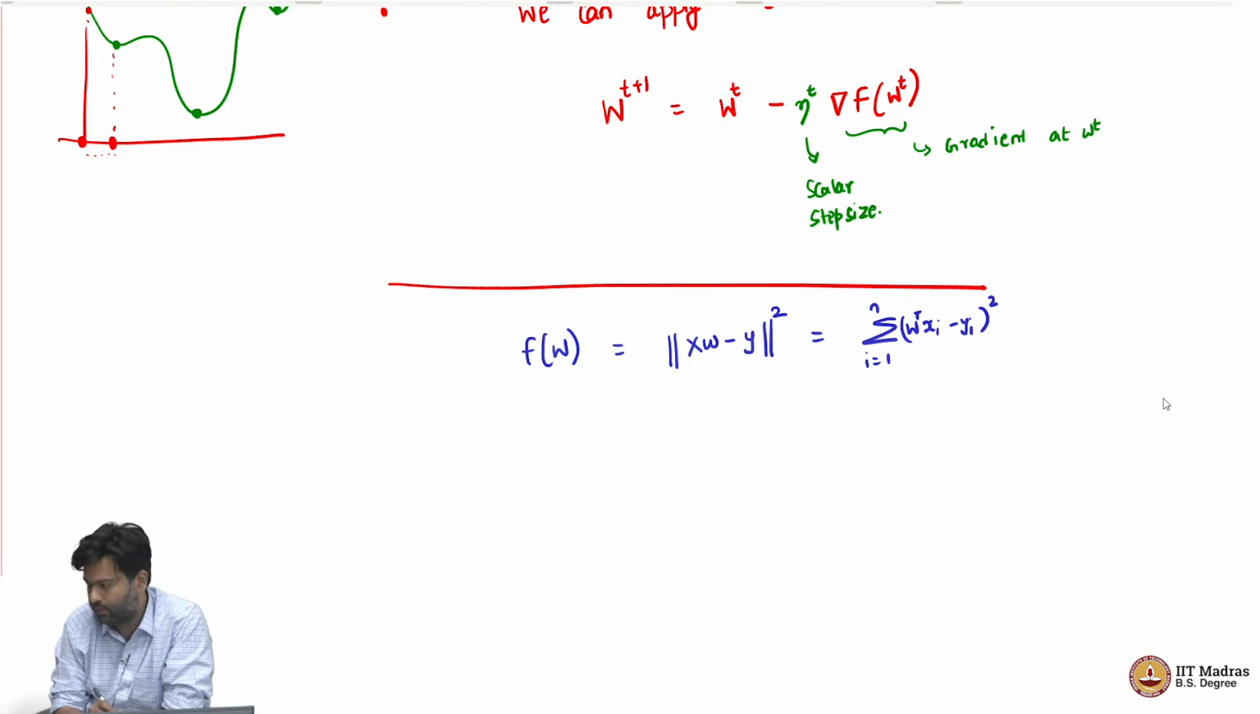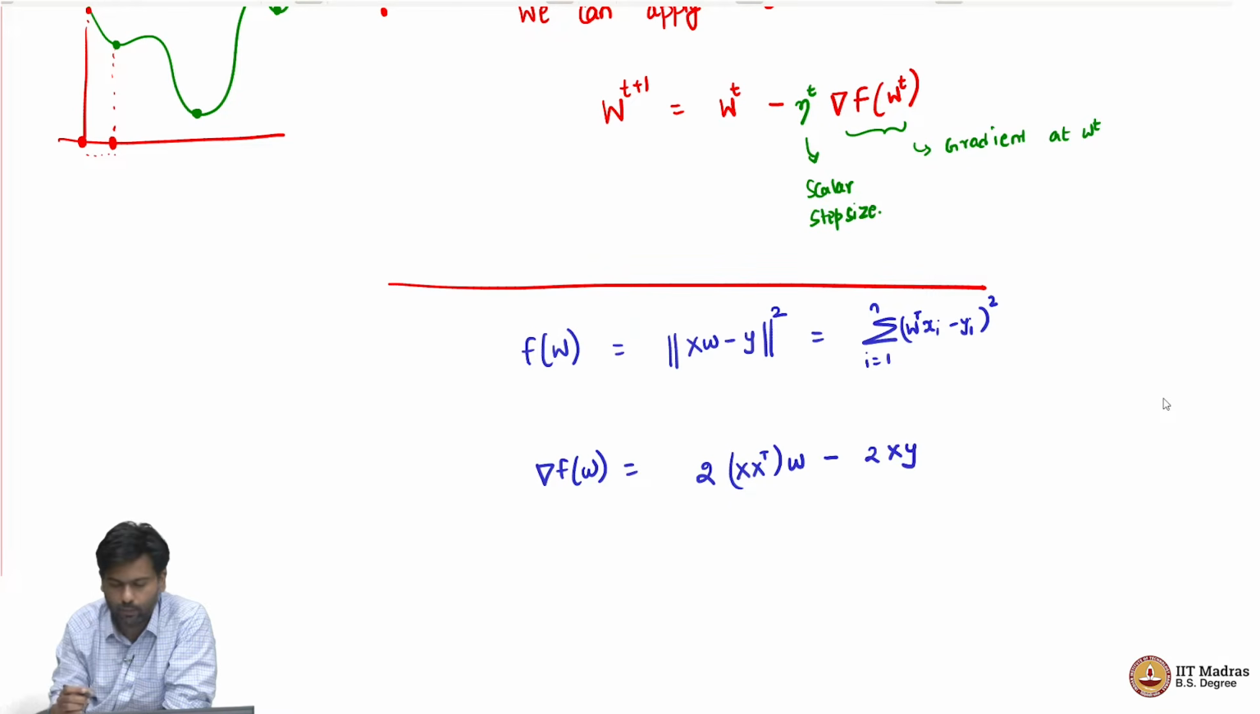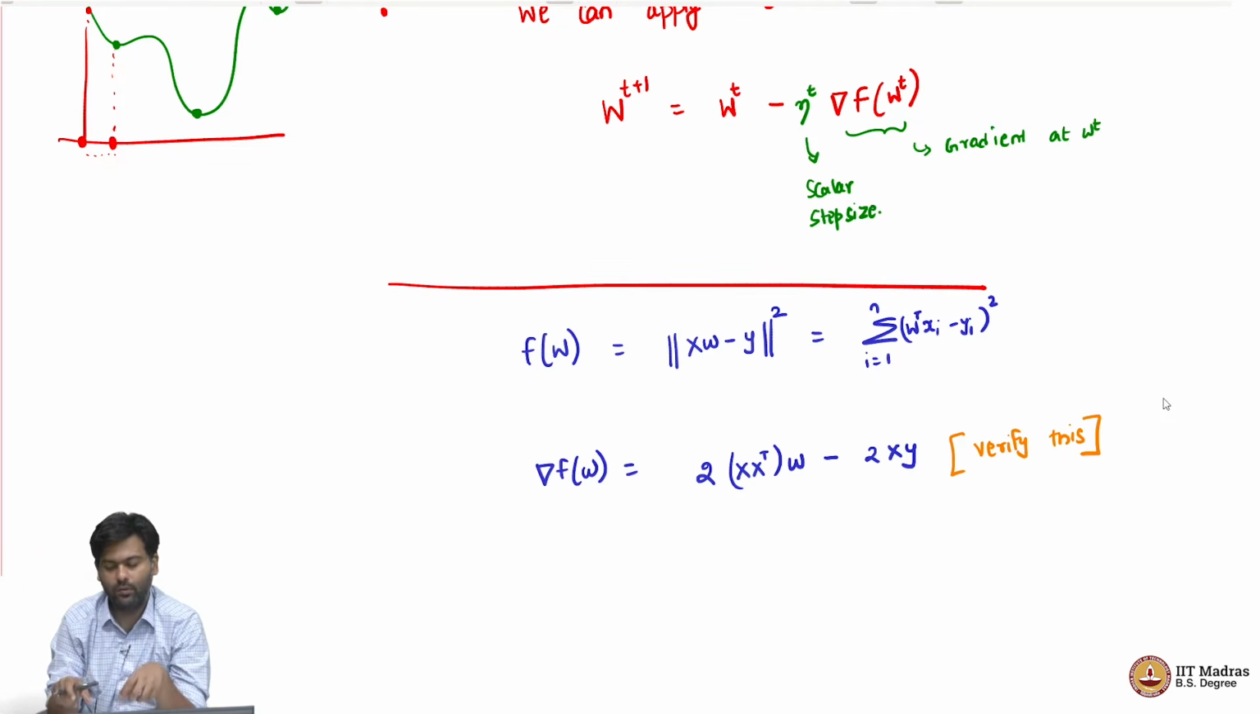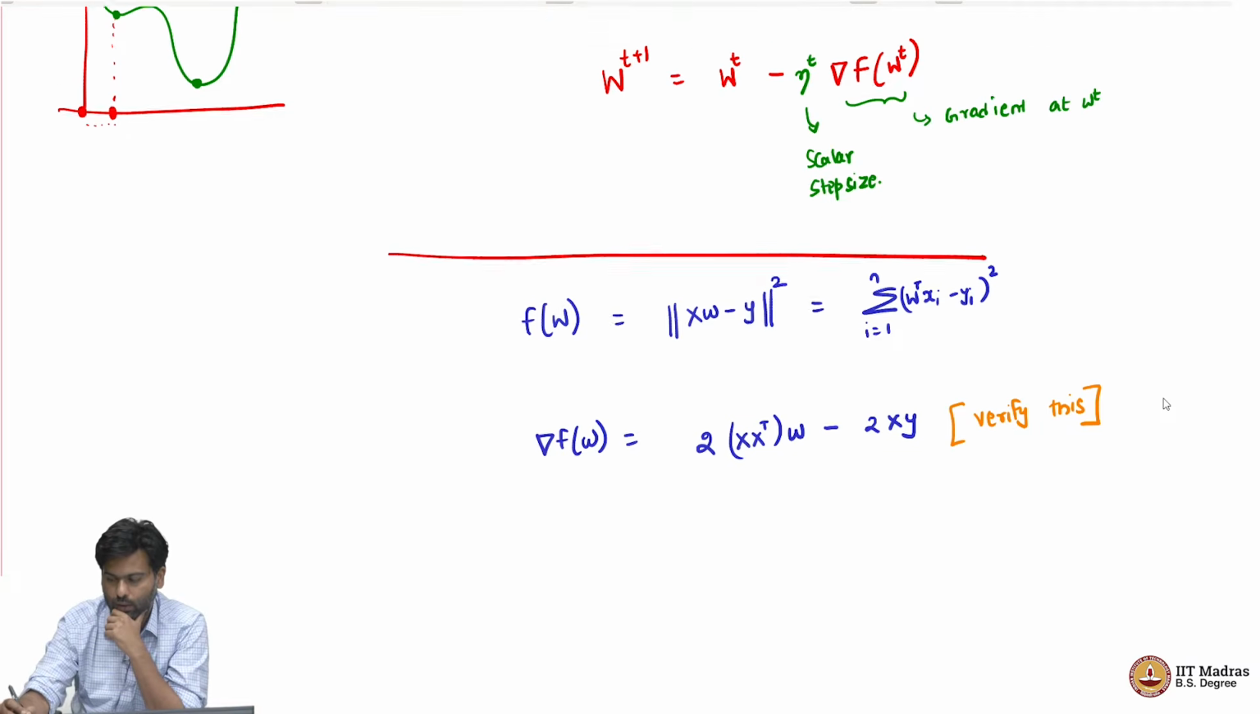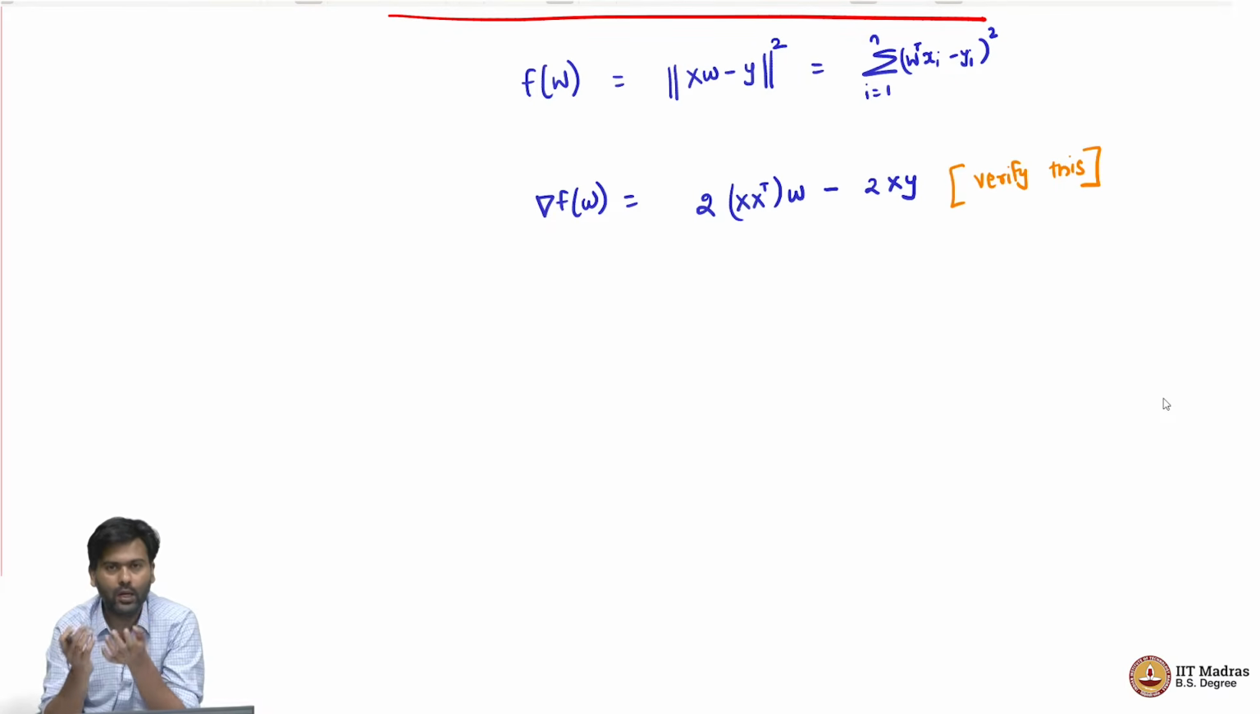Now, for this function, one can compute the gradient, and the gradient would look something like 2 times XᵀXw minus 2 times Xᵀy. Now, this is a simple exercise, please verify this for yourselves. You just have to take the derivative of this function with respect to each component of w, and then get a vector of partial derivatives, and that would give you exactly this. So, it is a good exercise to verify this. If you are not that comfortable with partial derivatives and so on, it is a good exercise to try this.